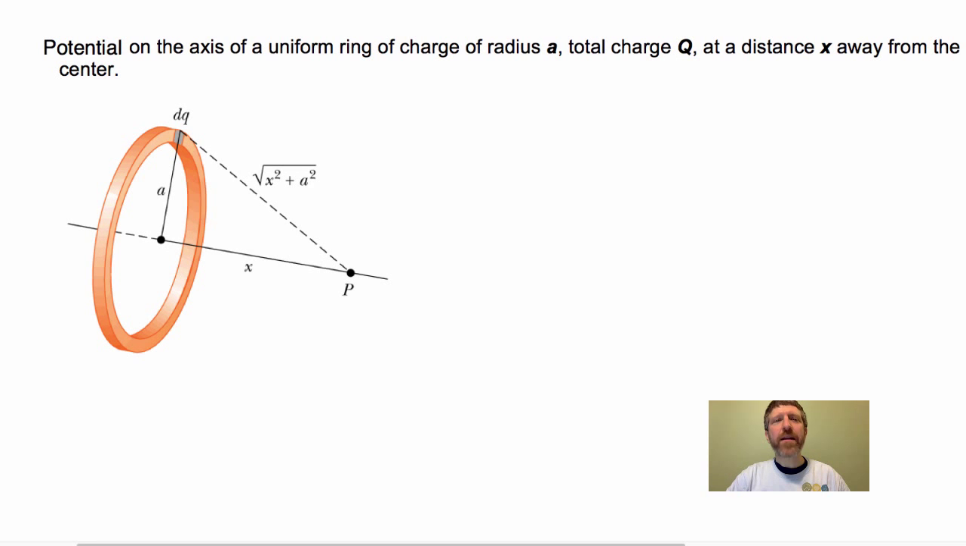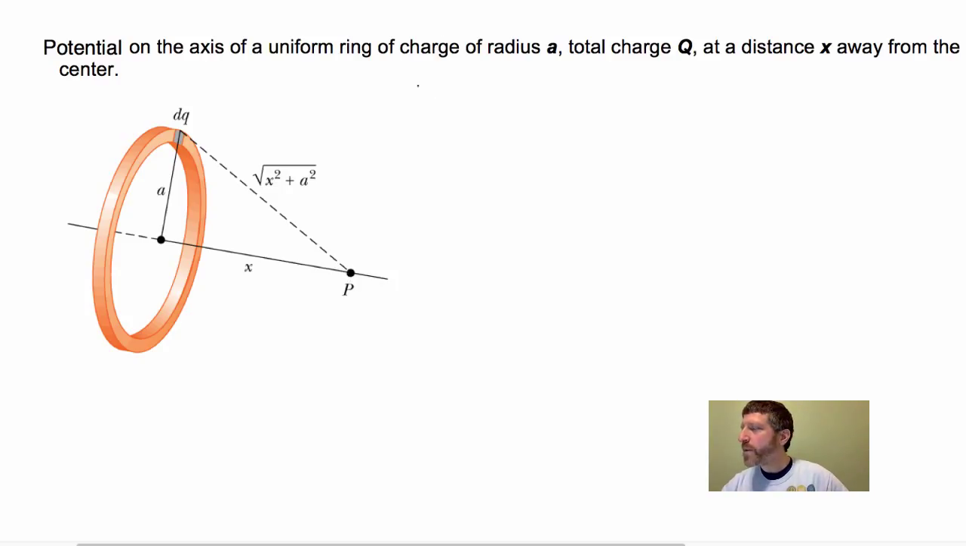So now let's try to find the potential at point P. This looks very similar to a problem we did where we found the field. And in fact, we're going to again be able to find the field right at this point P, but it'll be a lot easier this time. So what's the potential right there?